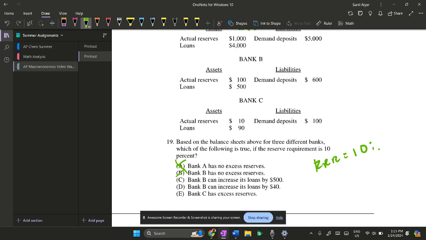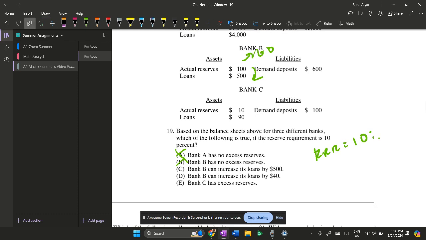Bank B can increase its loans by 100. That is not true. They can only increase the loans by 40 because we said that this can be 60, so 40 would go there. So that's not true. Bank B can increase by 40. That's what we just said. So 19 is going to be D.